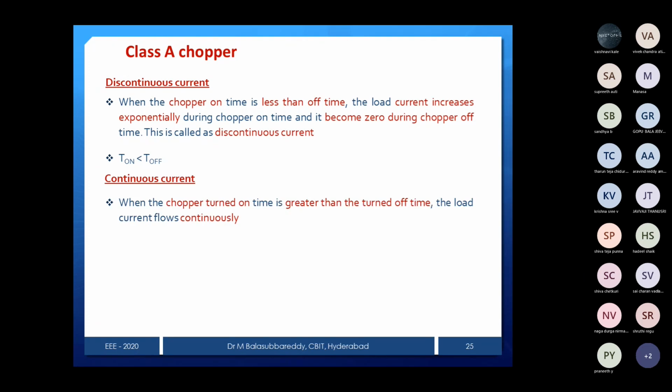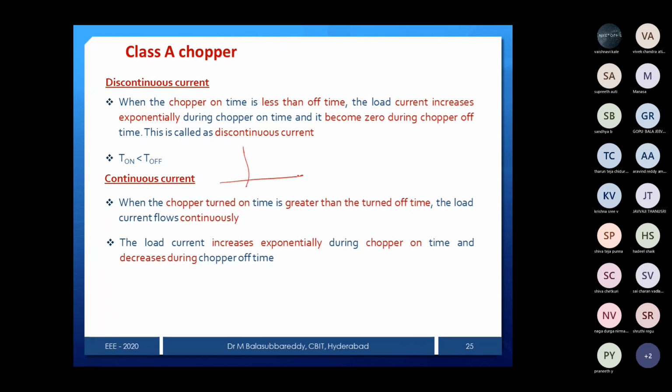Continuous means what will happen? The on time will be greater than the off time. Current will flow through the load. The load current increases exponentially during chopper on and decreases during chopper off. That's the current waveform I mentioned. When the chopper is on, the current increases; when the chopper is off, it decreases, again on, again off like this. When the chopper is on, the inductor stores energy and the current increases exponentially, and when the chopper is turned off, the current decreases.